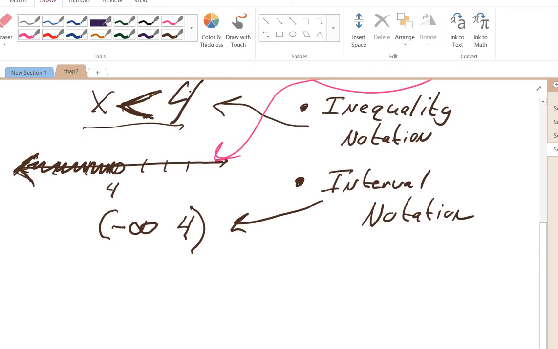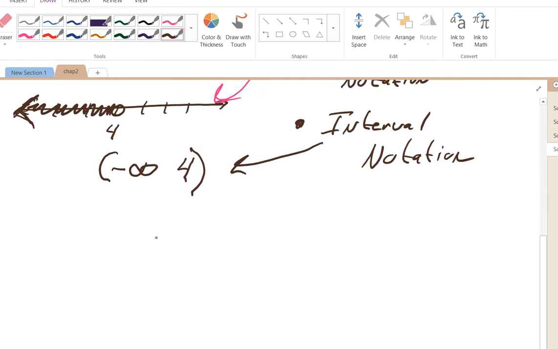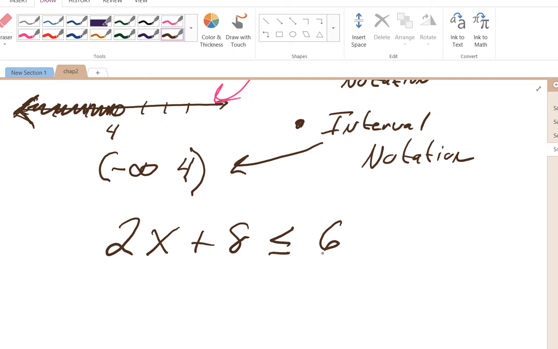So let's try another one here. This time let's make it a two-step equation. So something like that. And I'll represent it all three ways so you kind of get the feel for that. Two-step equation, what would we do first? Subtract 8. Let's see if I can get it right this time.